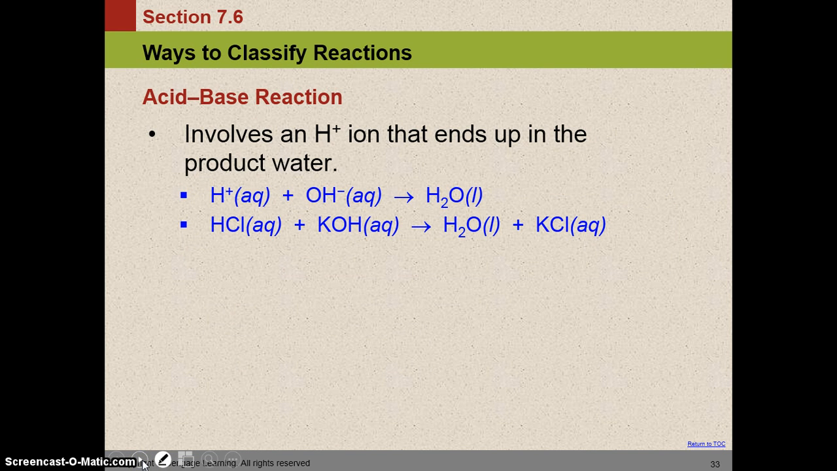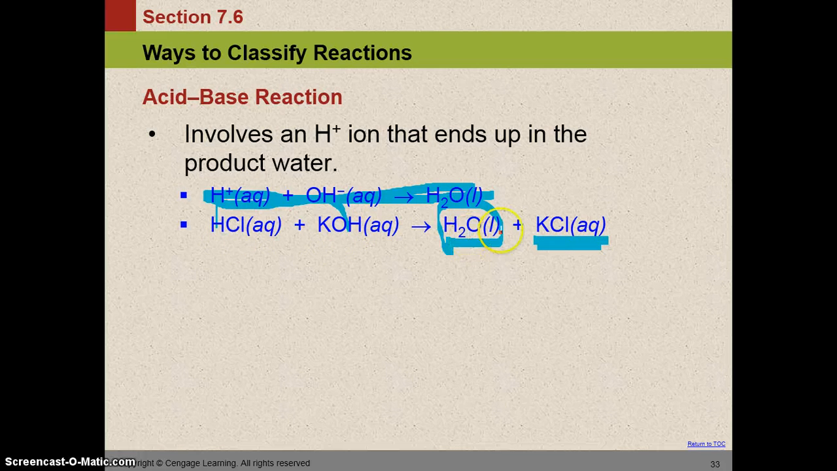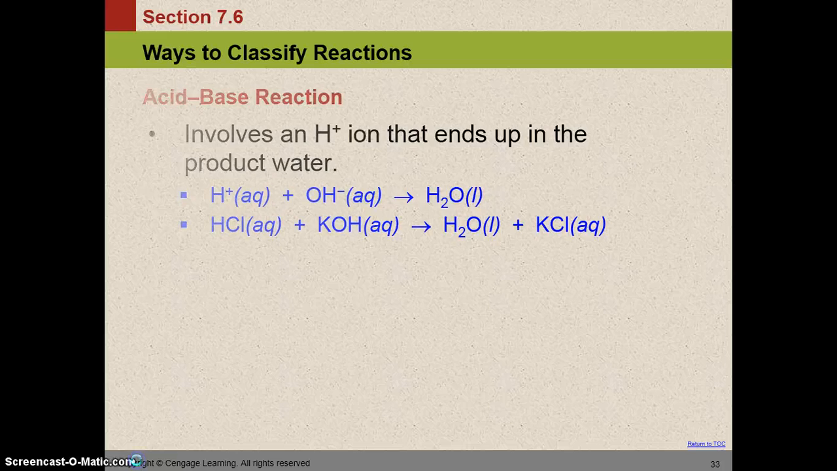Acid-base reactions involve hydrogen ions that end up as water in the product. We talked about this reaction right here being our net ionic equation for an acid-base reaction, a strong acid and strong base reaction. So our hydrogen ion and our hydroxide ion go together to form our liquid water, and we know this ionic compound right here to be known as a salt. So we have hydrochloric acid, potassium hydroxide, yielding water and a salt, which is a positive ion and a negative ion. We just need to be able to recognize it as an acid-base reaction, and this is the type of thing that we're looking for. So we can classify this one as acid-base.